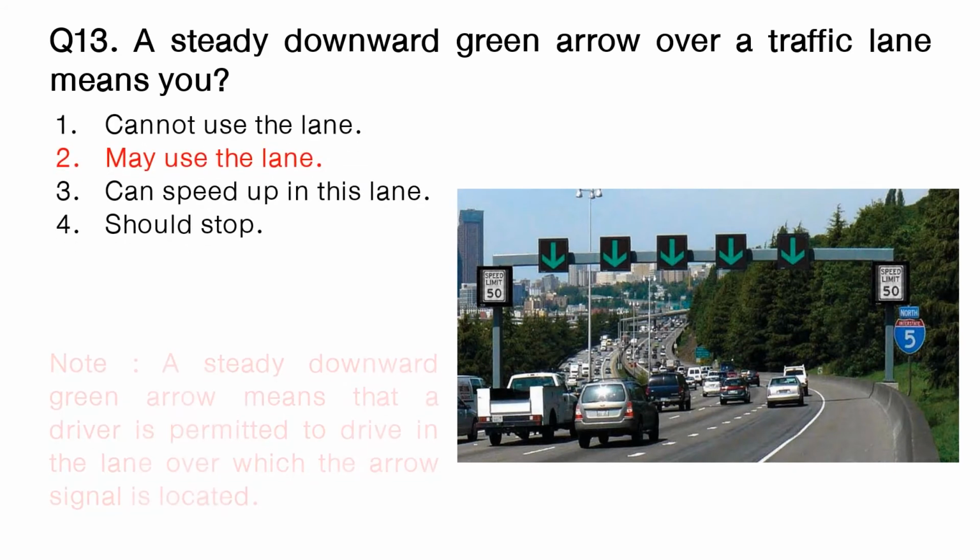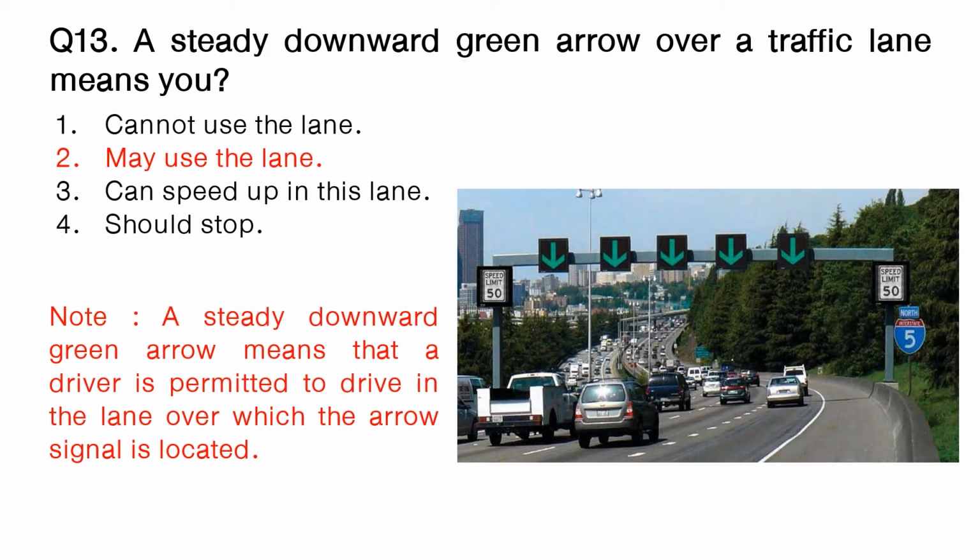May use the lane. Note: a steady downward green arrow means that a driver is permitted to drive in the lane over which the arrow signal is located.